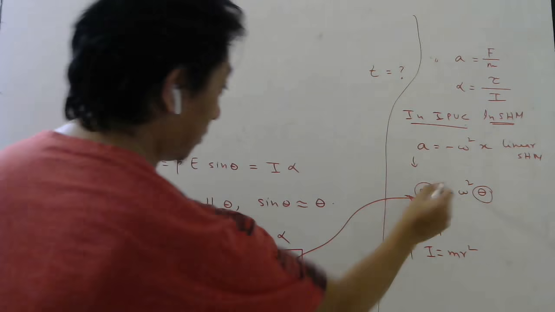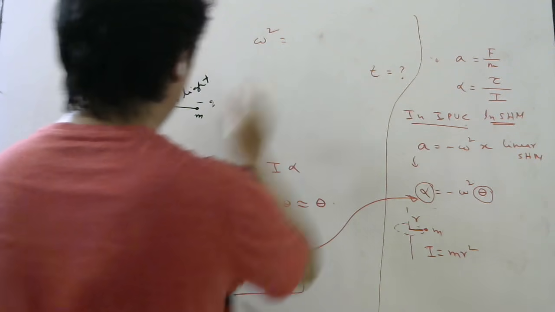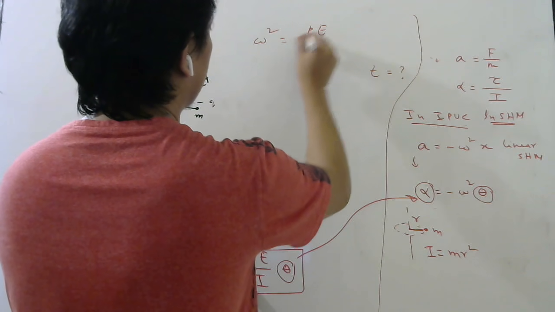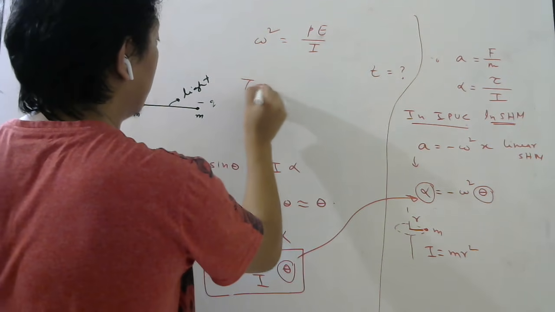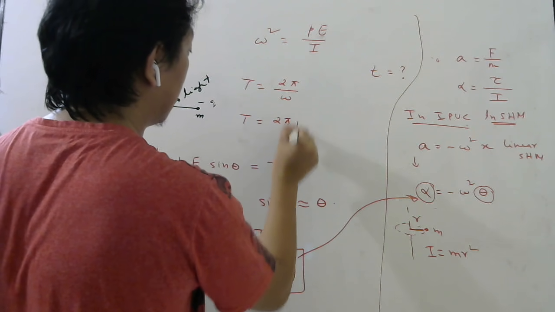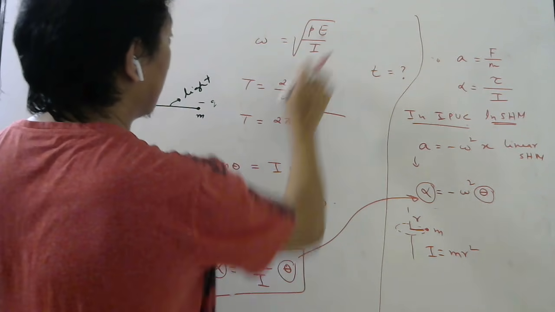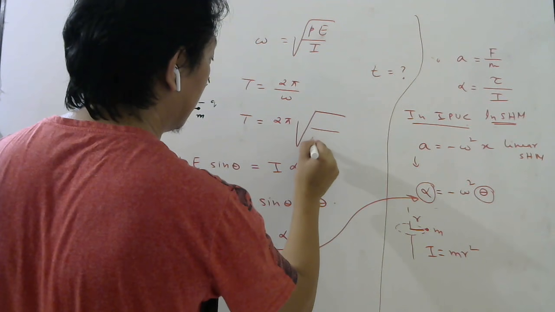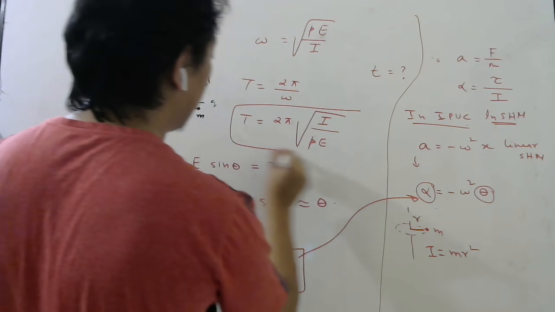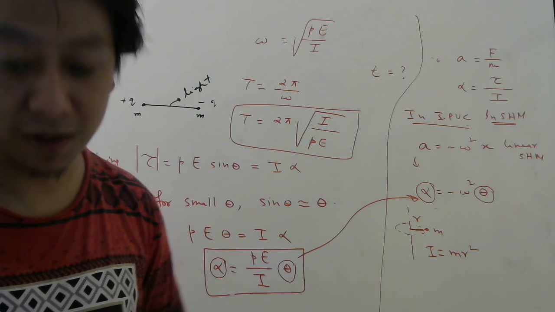If you compare these two, angular frequency square, omega square will be what for this dipole system? PE divided by I. So now what is the time period formula? 2 pi divided by omega. So that will be 2 pi root over this. Omega will be root over this. No, divide by omega means this PE will be in the denominator. Moment of inertia will be in the numerator. So this is the time period of a dipole kept in a uniform electric field.